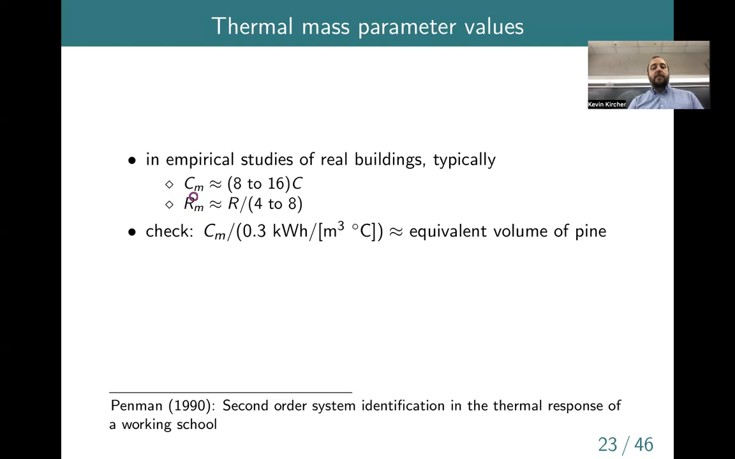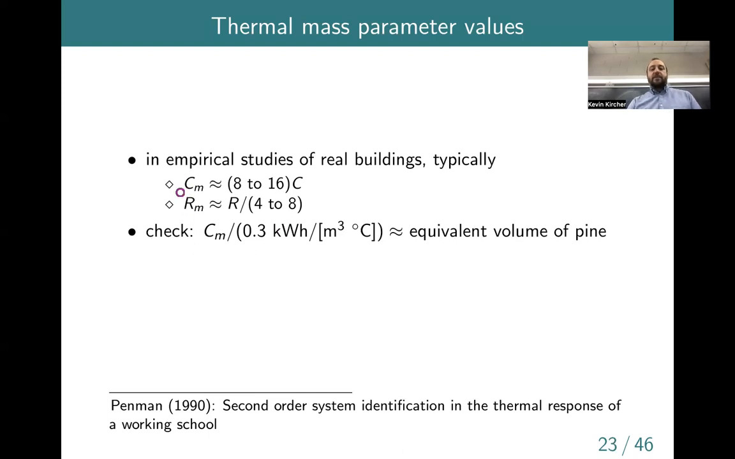And then the coupling between the indoor air and the thermal mass is usually a little bit stronger than the coupling between the indoor air and the outdoor air. The reason for that being, interior walls are typically not insulated, whereas exterior walls are. So there's a lot more insulation and impediment to heat transfer between the indoors and the outdoors. For that reason, we divide the R between the indoors and the outdoors by some number, usually somewhere around 6.